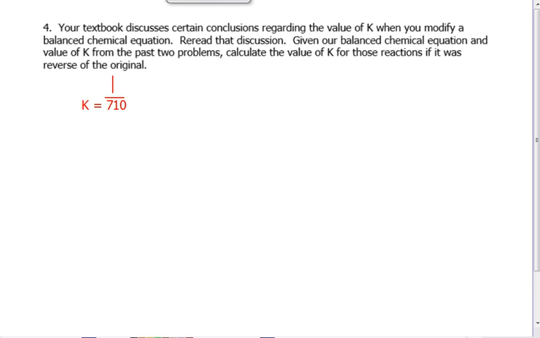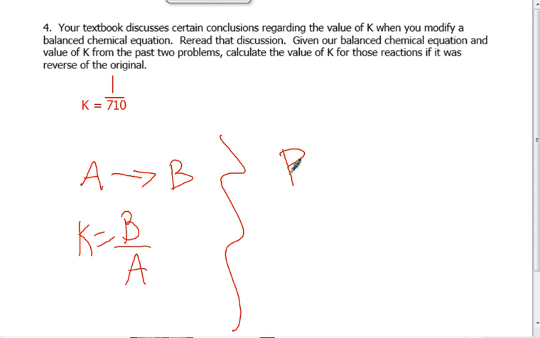Hey, what if we wrote the reaction backwards? Instead of the products on the right side, we wrote everything backwards. That would be like flipping everything over, right? Because if A is making B, then we would have said K equals B over A. True? Yeah. If, however, the reaction's written reverse, wouldn't we say it this way?